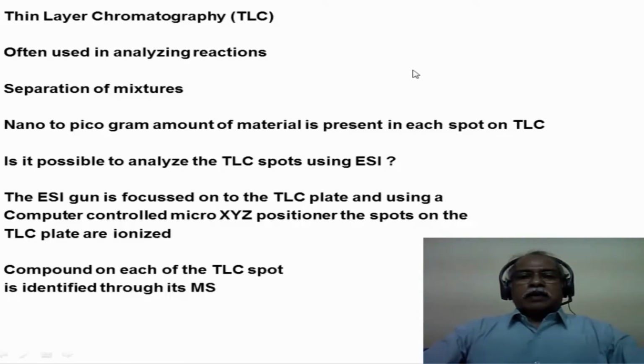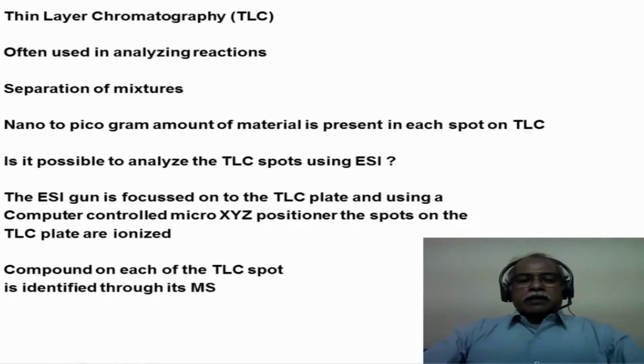Now we all know thin layer chromatography is used for analyzing reaction mixtures. However complex the reaction mixture can be, it can be analyzed by TLC separation. Essentially TLC is used for separation of mixtures, and a nanogram to picogram amount of material is present in each spot on the TLC. Now the question is, is it possible to analyze the TLC spots using electrospray ionization mass spectrometry?